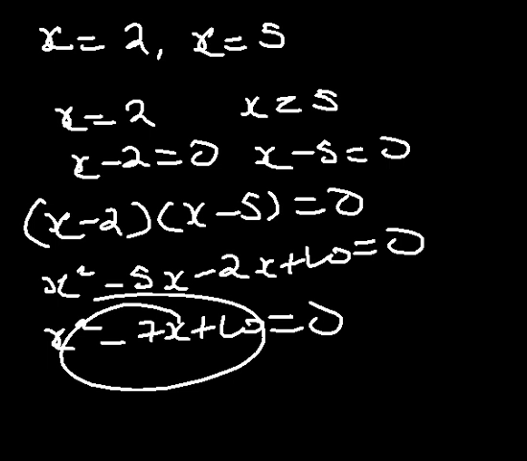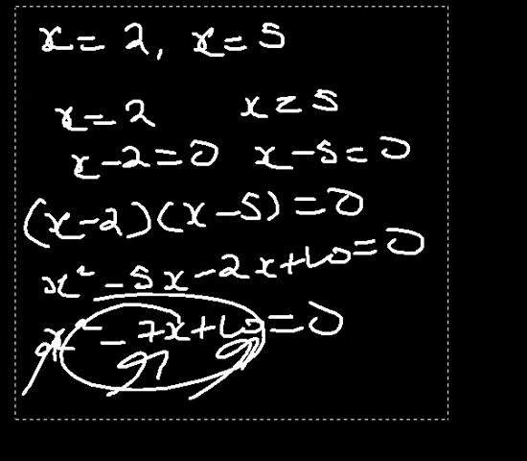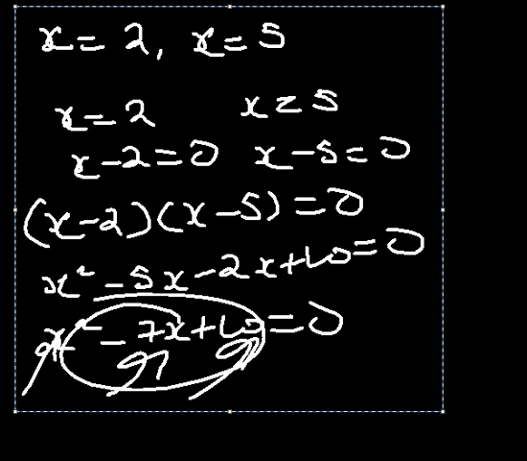Where you see that the value of b is negative 7, and the value of c is positive 10, and always the value of a is given as 1. Whenever we are being given the roots only, always the value of a, which is the coefficient of x squared, is given as 1.